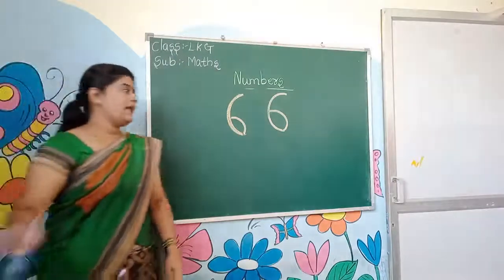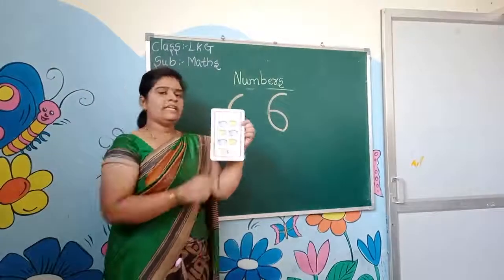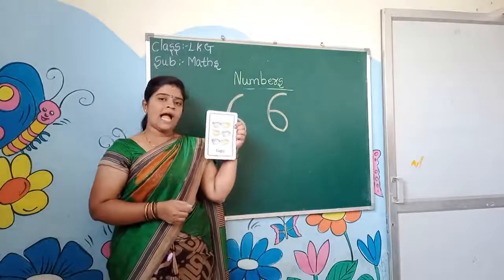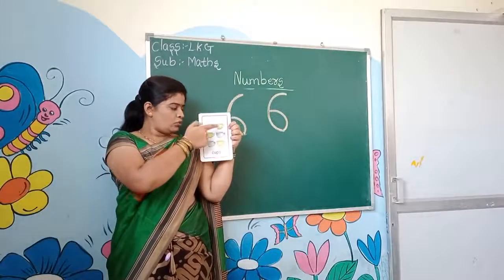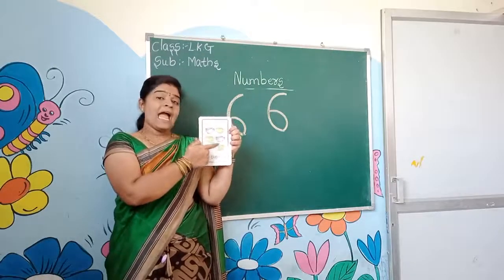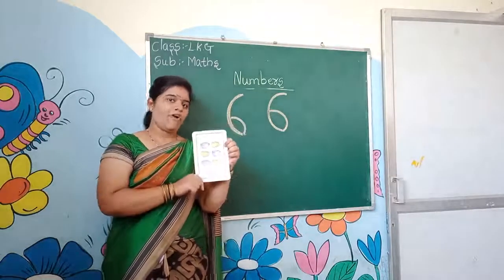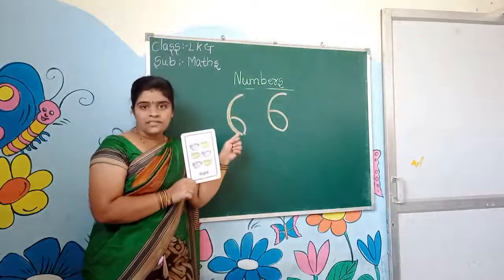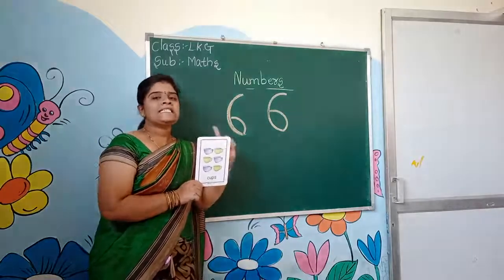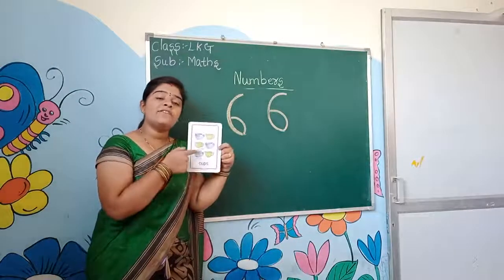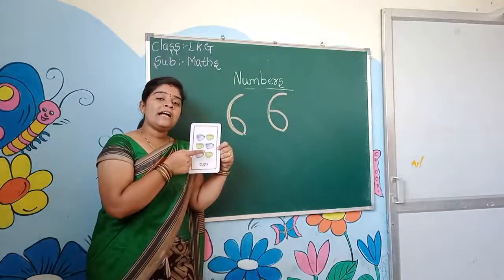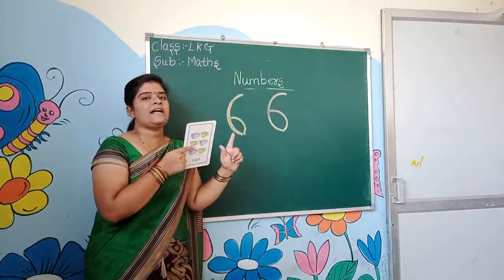Yes, children. Yes, number 6. Then here, how many cups are there? Count. 1, 2, 3, 4, 5, 6. Why? Because we have written number 6 here. That's why they are given here. How many cups? 6 cups.